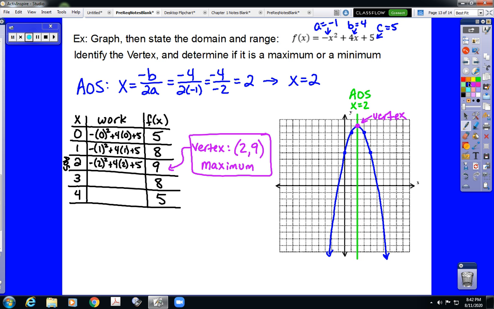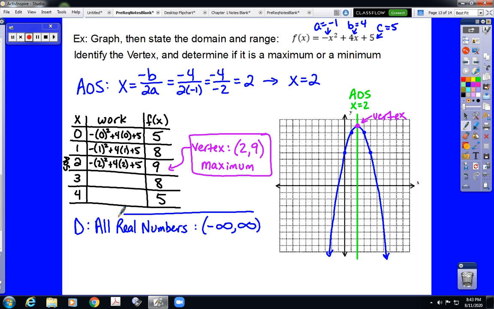On to domain and range. Remember that it doesn't matter what quadratic we're working with, the domain is always all real numbers. If it is a function and a quadratic, it is all real numbers. Every real number can be plugged in. Again, in interval notation, we're talking from -infinity to infinity.